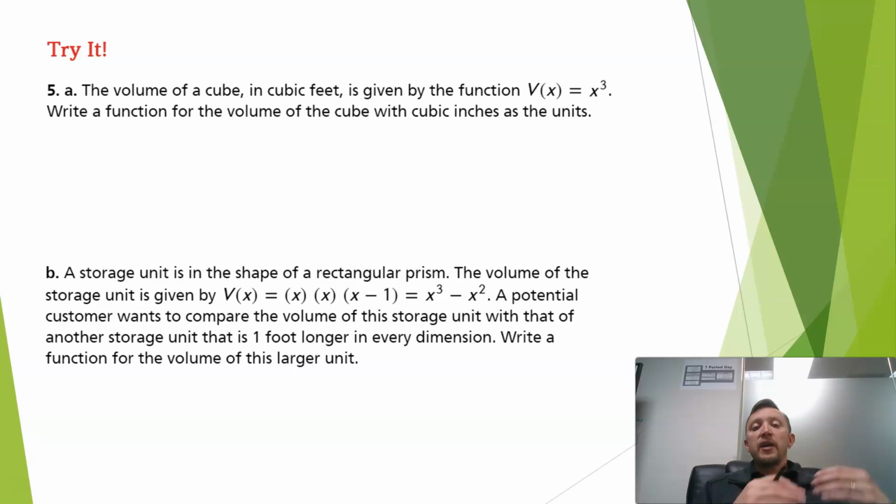That's where we have x times x minus 1 as the volume of a box. And we want to make a box that's 1 foot longer in every dimension. I don't want you to multiply it out to x cubed minus x squared; that's going to be too difficult. But we're going to take x times x minus 1 and replace each of those 3 x's with x plus 1. So we're going to come up with a formula that would give us the volume if it was 1 foot longer in every dimension.